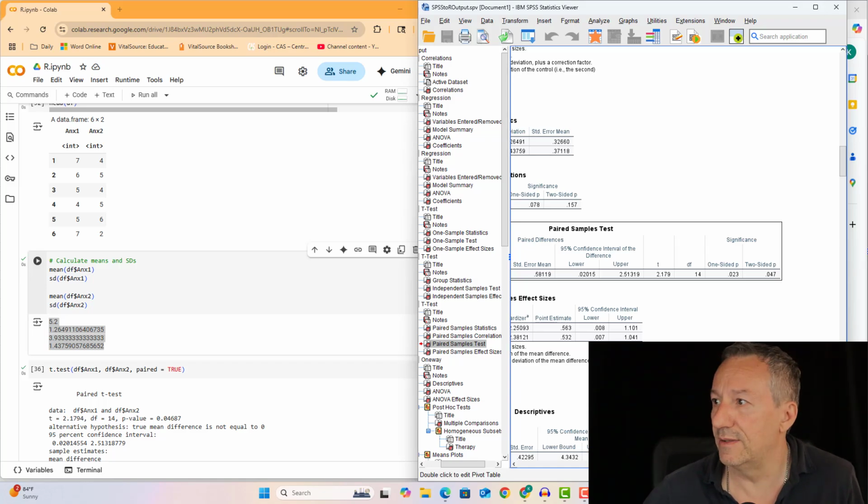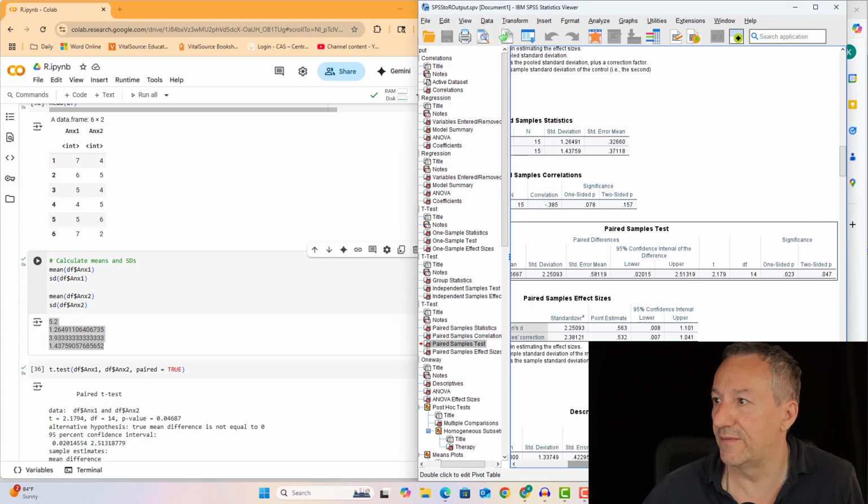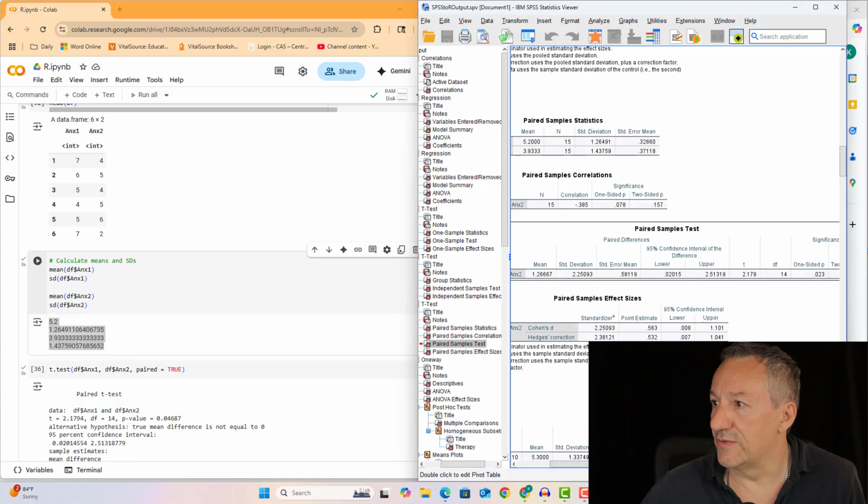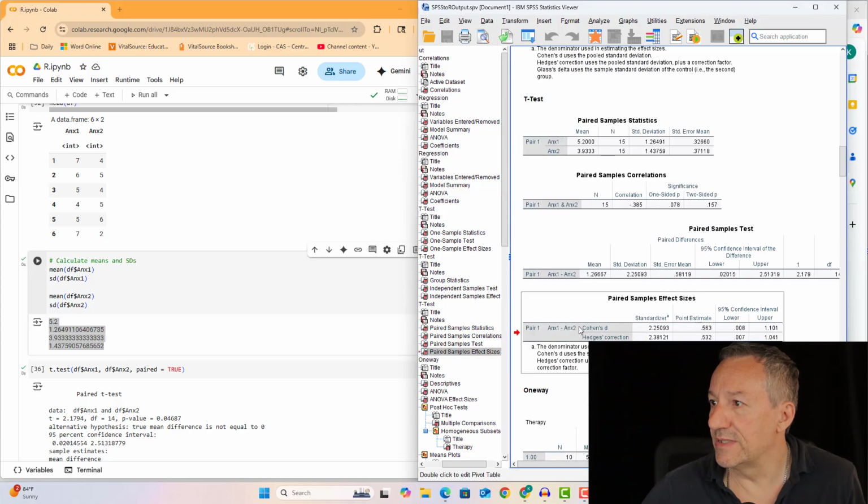Our paired samples t-test is going to be significant. Let's say we're doing two-tail, p less than 0.05, and we got a p of 0.047. So we do have a significant finding. Our t, our degrees of freedom, all in there. And then Cohen's d in this effect size. So anxiety 1 to anxiety 2, Cohen's d, the point estimate, 0.563.